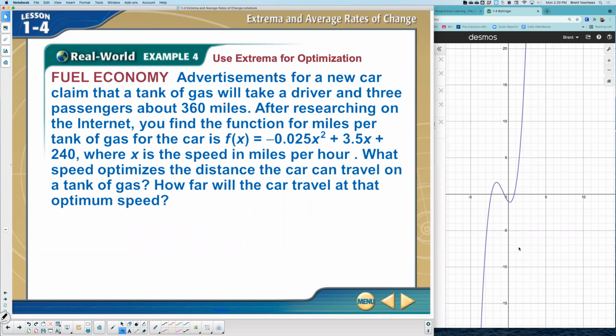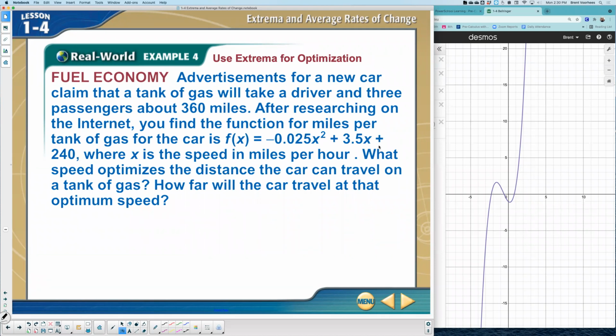So example 4 now, let's talk about how we use this in real world. A lot of real world situations, what we do when we talk about extrema is optimization. So optimization is like the best possible scenario. In this particular problem, it says advertisements for a new car claim that a tank of gas will take a driver and 3 passengers about 360 miles. So you fill up your car with gas, you can drive for about 360 miles before you run out of gas. That's the claim.